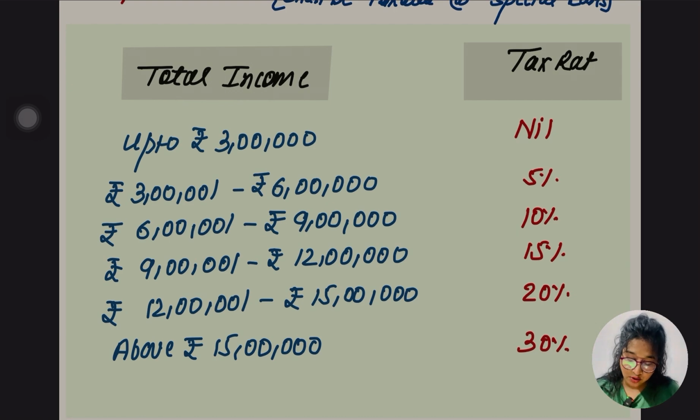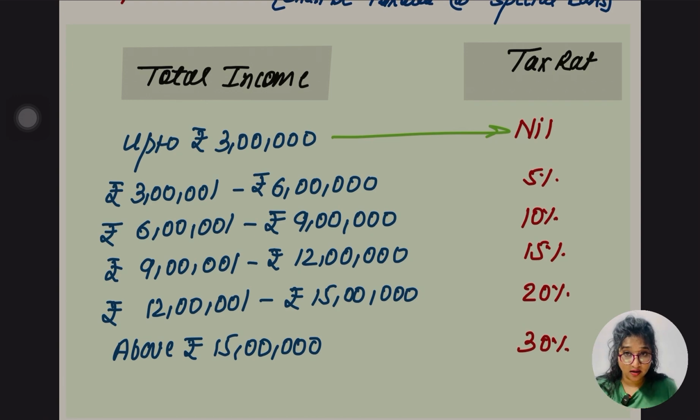Up to 3 lakh it's going to be nil, as we know, right? The 2,50,000, 5 lakh, 10 lakh slabs are 5%, 20% and 30%. More than 10 lakh is going to be 30%. That was the old tax rate scheme.